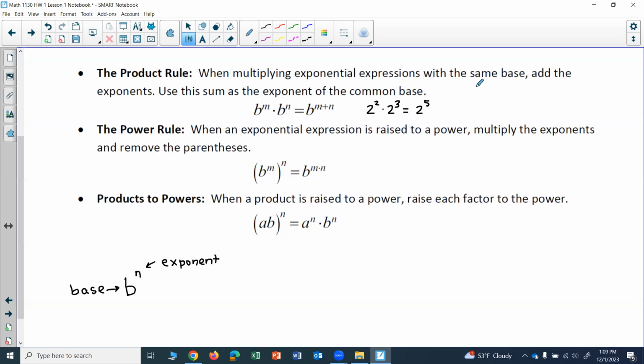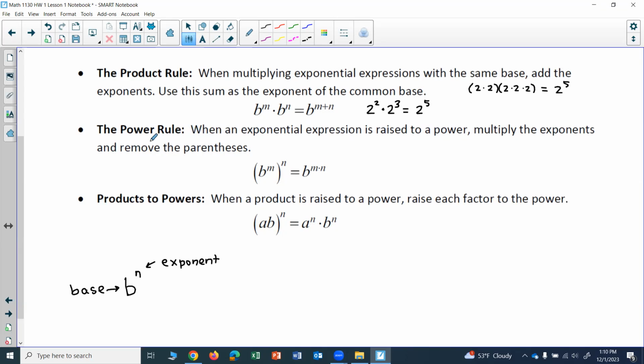And you could also figure that out by using the definition of exponent. 2 squared is 2 times 2. And 2 to the third is 2 times 2 times 2, so 3 times. And then you count up how many 2's you have. You have 5 of them, so that's the same as 2 to the 5th. So this is really a shortcut way of getting that new exponent without having to write it all out like this. Now that only happens if you have the same base and you're multiplying them together.